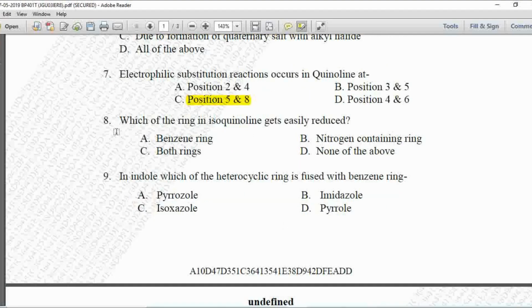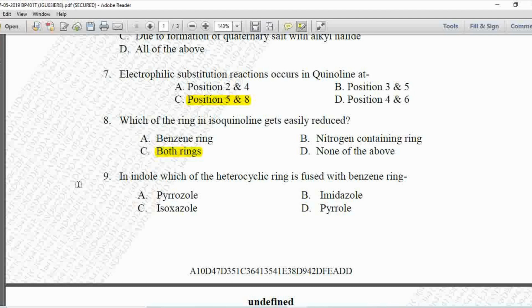Next MCQ 8th one. Which of the rings in isoquinoline gets easily reduced? Option A is benzene ring, B is nitrogen containing ring, C is both the rings, D is none of the above. So here isoquinoline gets easily reduced. Option A is correct and B is also correct. The benzene ring also gets reduced, whereas the nitrogen containing ring also gets reduced in isoquinoline. So both the rings get reduced, hence option C is correct for this MCQ.